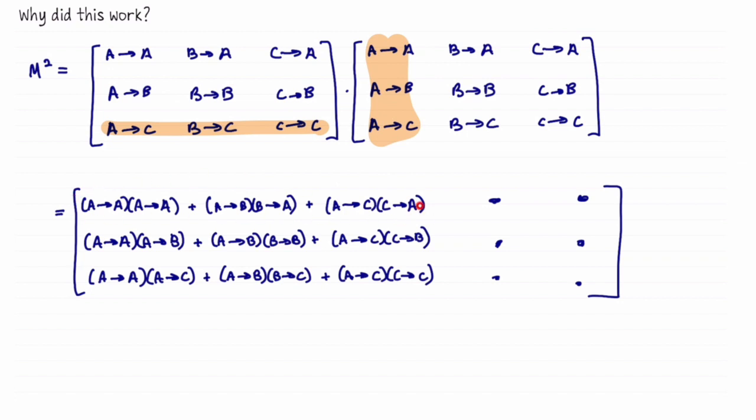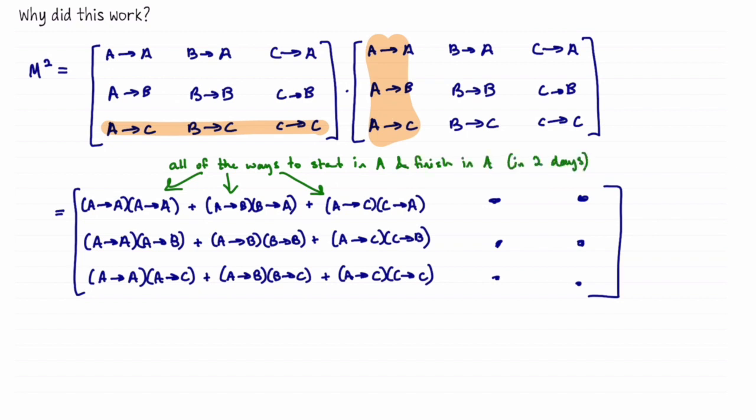So what is this first entry? This represents the sum of probabilities of going from A to A back to itself. So this is like stay in A. This is on day 1, go from A to B, and then on day 2, go from B back to A. And this is on day 1, go from A to C, and then from C back to A. These are all of the ways with 2 steps to start in A and finish in A. So you could either stay in A, you could visit B and then come back to A, or you could visit C and go back to A.